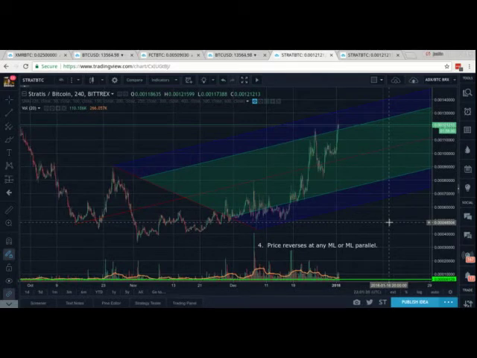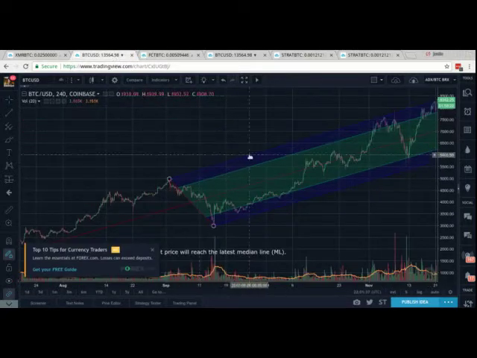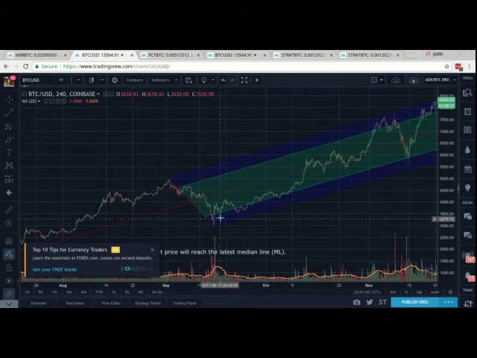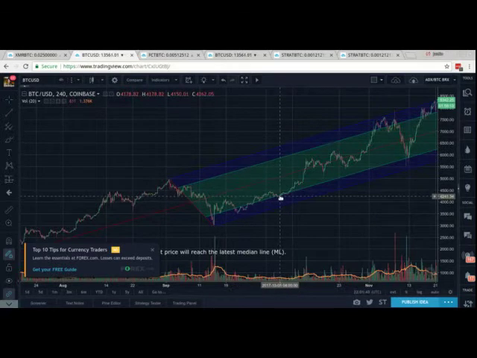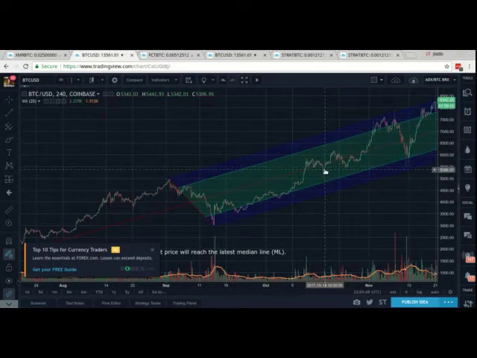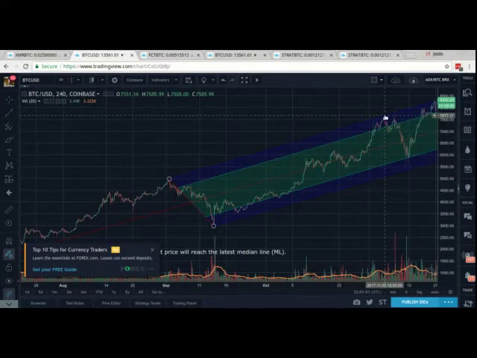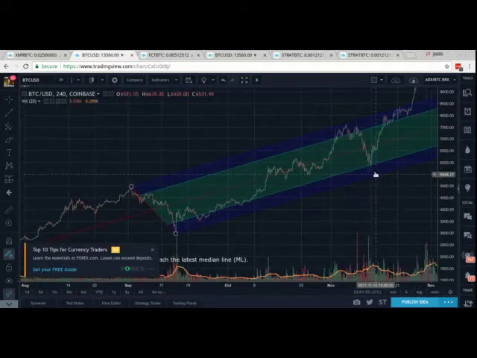Fourth rule, price reverses at any median line or median line parallel. As we saw, a great indicator would be this Bitcoin chart right here, where we can see price reverse at this quartet, price reverse at the lower limit, price reverse at this quartet, price reverse at this quartet, price reverse at the median line all through here, price reverses at the upper limit, price reverses at this quartet, price reverses at the upper limit, and then finally again we break through.